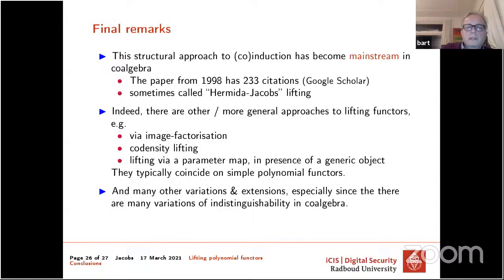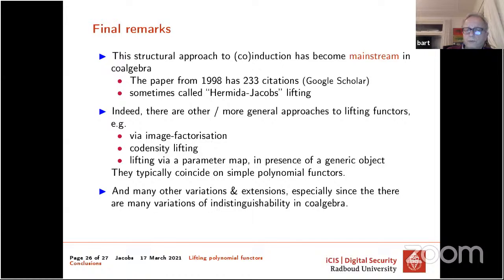And it has become so common that this lifting is sometimes called Hermida-Jacobs lifting, also because there are other forms of lifting. And there are other more general forms of lifting, as you have seen in Helle's work. So you can do lifting, for instance, via image factorization. The more recent version is via codensity, using some other universal property. Sometimes lifting is also done via parameter map on the presence of a generic object, and Helle also talked about such forms of lifting.